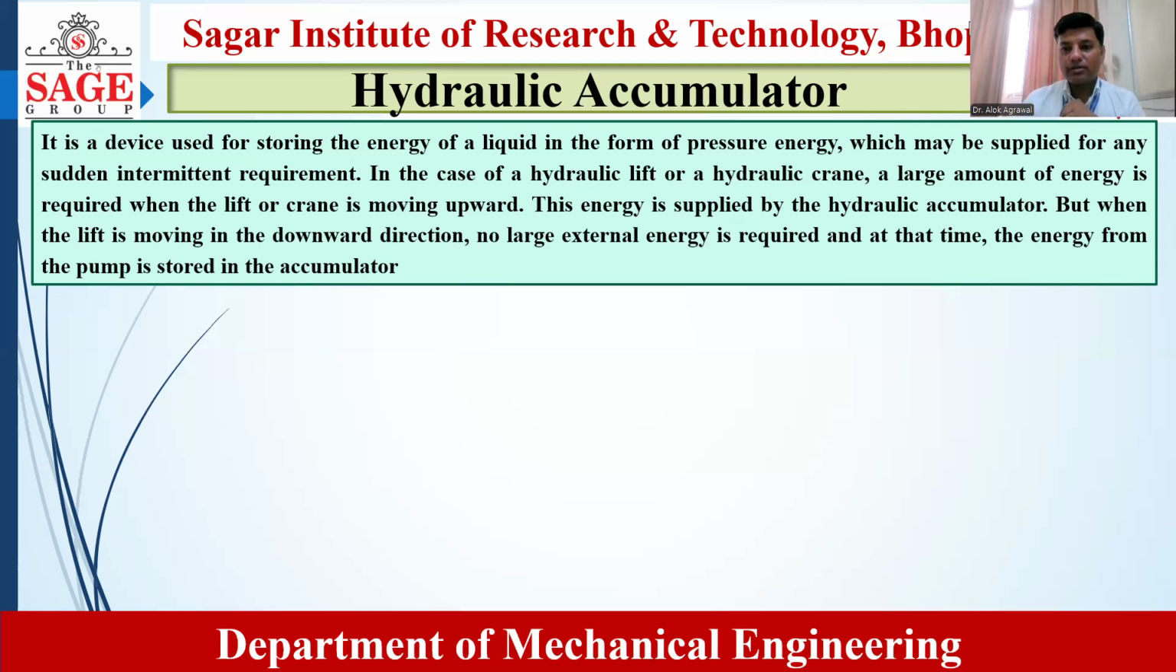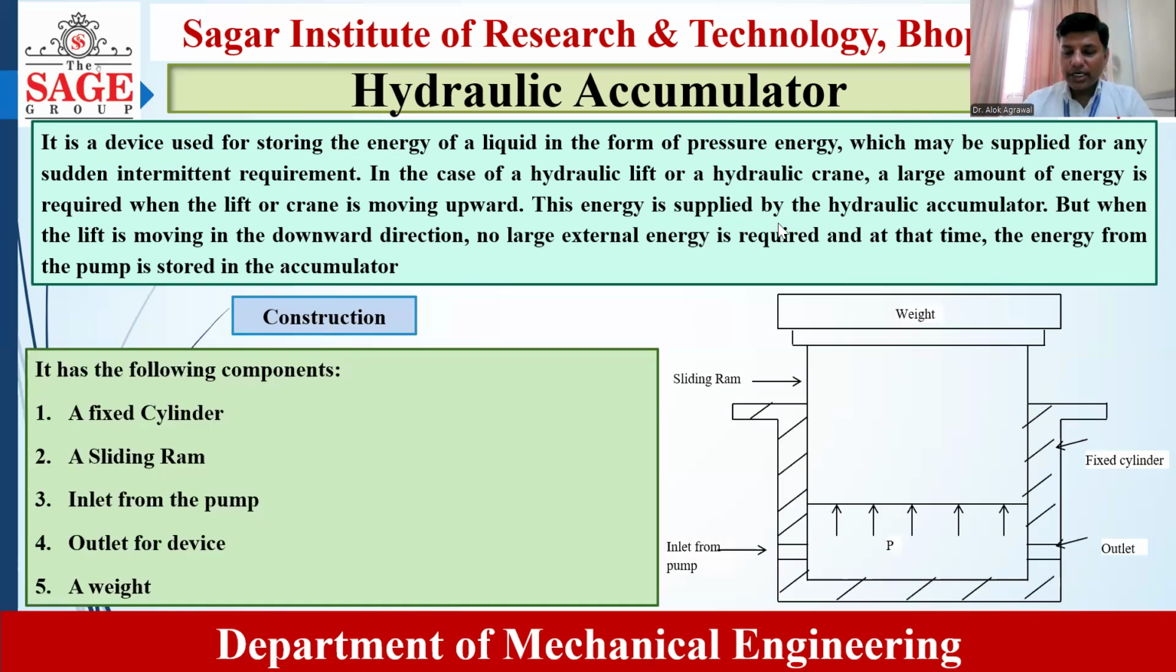So how does it look? Let us see the construction. It has five main components. The first one is a fixed cylinder, and a sliding ram reciprocates inside the fixed cylinder. This sliding ram reciprocates inside the cylinder, and this cylinder is a fixed cylinder which holds its position all the time.